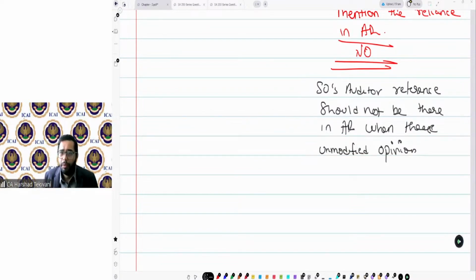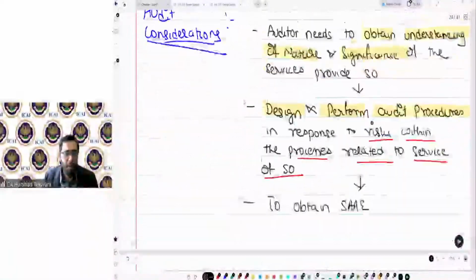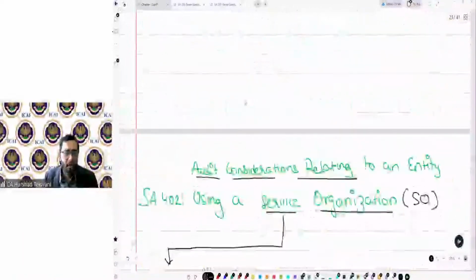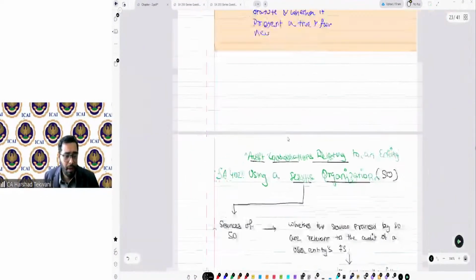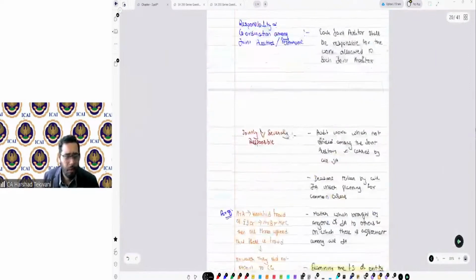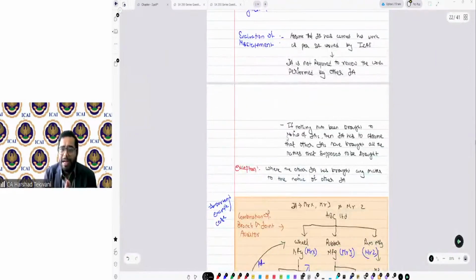No? Okay. So this is all about service organization and what is the audit consideration with respect to the entity using a service organization, SA 402. This is something from your chapter 2. Now, what we have learned till now in chapter 1 and chapter 2, I have already covered some portion from chapter 3 itself. Okay. What is your chapter 3? We need to understand what the requirements are and what is being discussed.